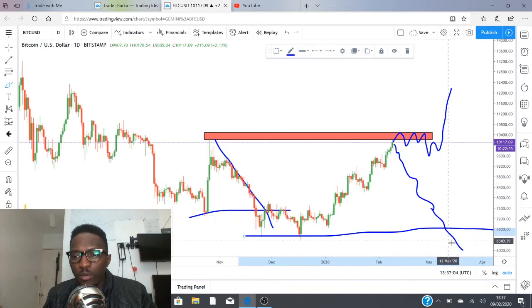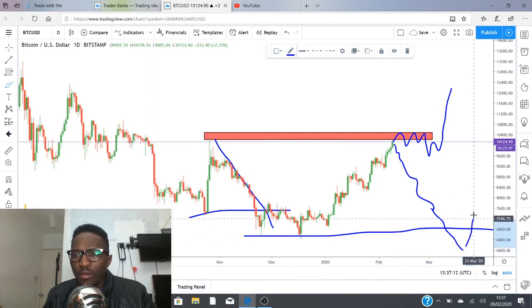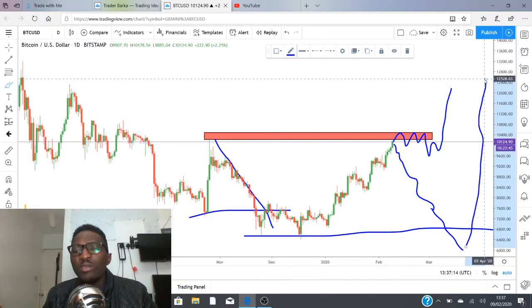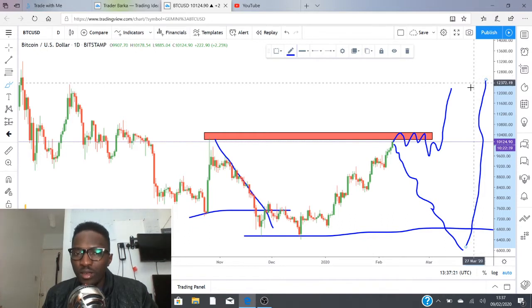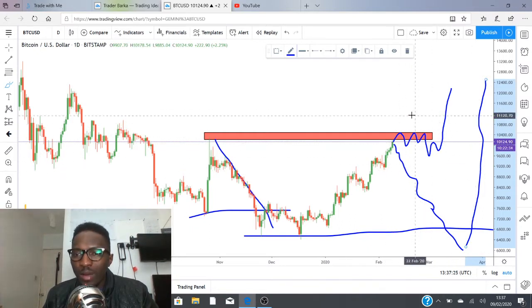Gives you some kind of reversal signs here, either reversal head and shoulder, double bottom, triple bottom, falling wedge, anything, and then we're gonna start the rally again. So whichever way you look at it, Bitcoin is gonna go up. The question is when we're gonna start going up. That's the question, and this is gonna tell us. So in the next few weeks, we are gonna know what the market is gonna do.